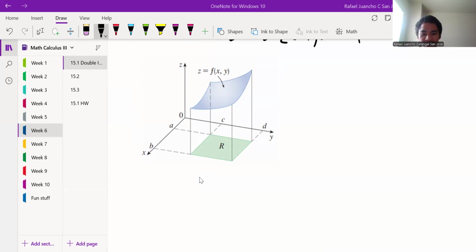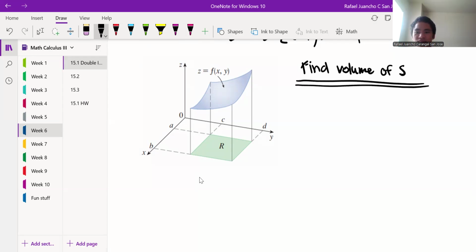So here we're just going to divide it, right? We want to find the volume of our surface S. So how do we do that? Well, first we want to divide this R. You want to divide R into subrectangles.